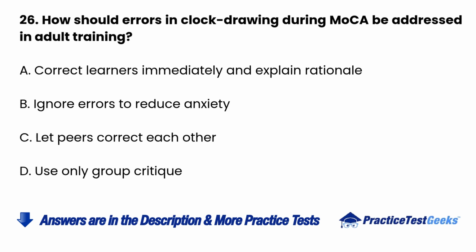26. How should errors in clock drawing during MoCA be addressed in adult training? A. Correct learners immediately and explain rationale. B. Ignore errors to reduce anxiety. C. Let peers correct each other. D. Use only group critique.